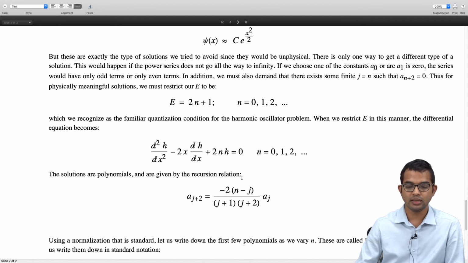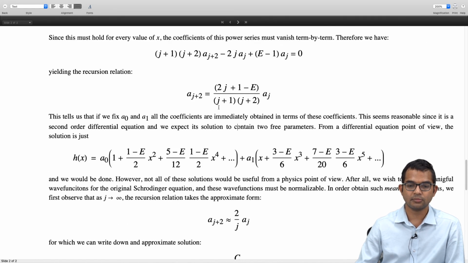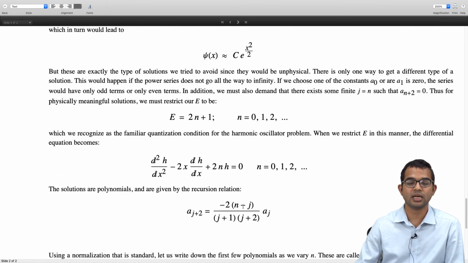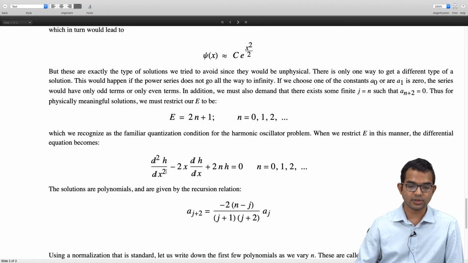So in place of e, I have put 2n plus 1. So the recursion relation here, in place of e, I have put 2n plus 1. So 1 will cancel, and then I will be left with just 2 times j minus n, which can be written as minus 2 times n minus j divided by j plus 1 times j plus 2, this whole stuff times aj. So this is the solution for this differential equation, and here the solution is a polynomial solution, right?